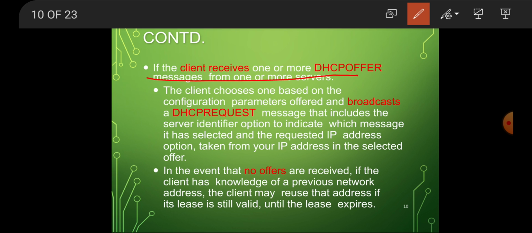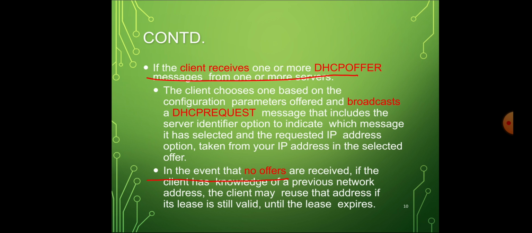But what happens if a DHCP offer is not received? If the client has knowledge of a previous network address, the client may reuse the address if its lease is still valid, until the lease expires. Suppose it can identify the previous address and it will check whether the lease is over or not. If that is not over, it can be reused, otherwise it has to initialize again.